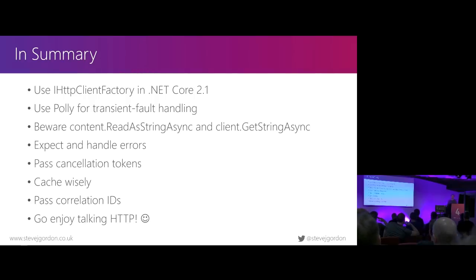Pass correlation IDs through your services. An easy way to do that with HttpClient is just to do it on headers between requests and then just pick them up on the other end. But ultimately, just go and enjoy doing some HTTP.